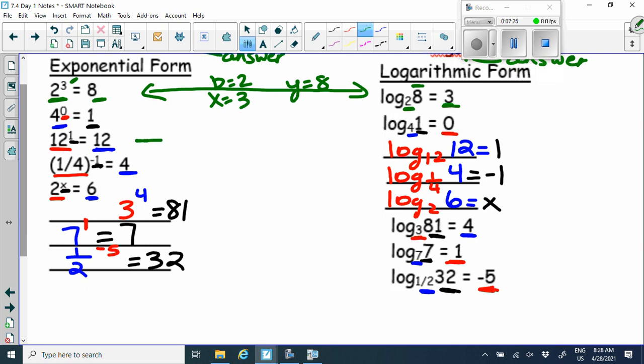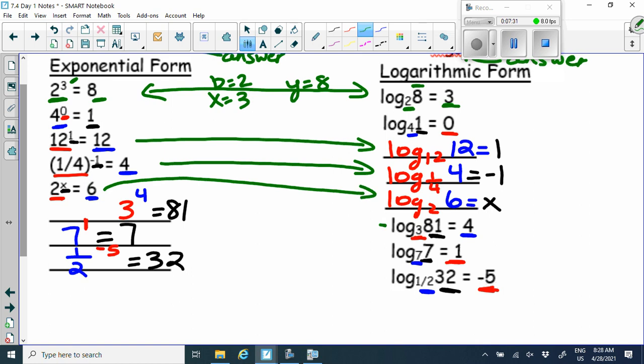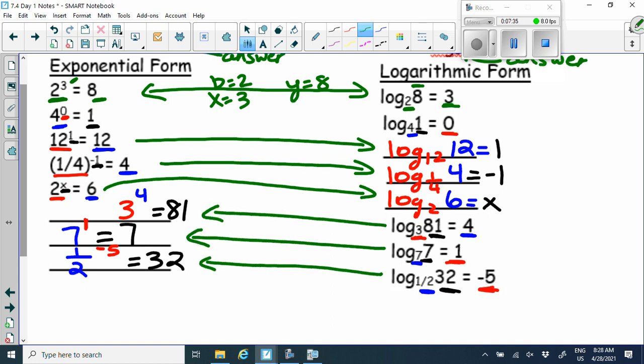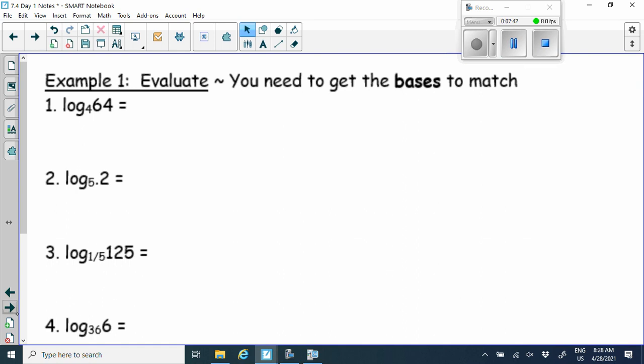Okay, so I'm going to show that we went this way, and then we went this way, so you guys know. Makes sense. There you go. Go back. Okay, let's continue to do this with evaluating.